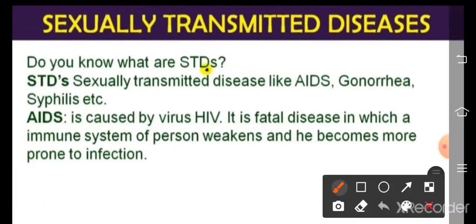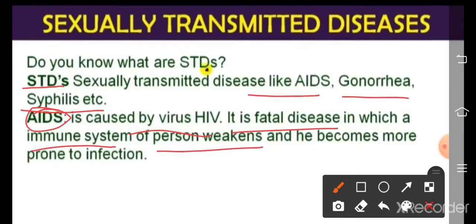The last topic is sexually transmitted diseases. What are sexually transmitted diseases? Do you know? Sexually transmitted diseases like AIDS, gonorrhea and syphilis are transmitted sexually from one person to another. AIDS is caused by the HIV virus, a fatal disease in which the immune system of a person weakens and hence he becomes more prone to infections. AIDS is a fatal disease caused by the human immunodeficiency virus, in which the immune system is weakened, and due to this the person is more prone to infection.